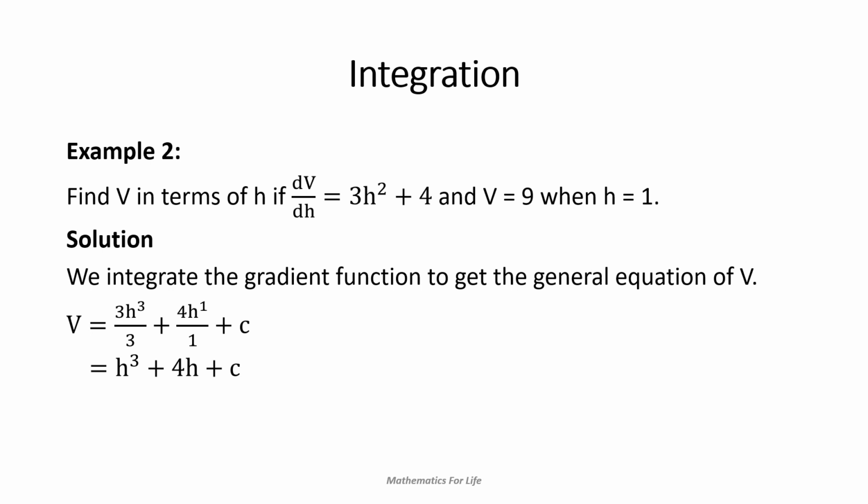And therefore, the very first thing that you need to do is to integrate the gradient function so that you're able to determine the general equation of v, which when we do that, you're going to have v equals 3h cubed over 3 plus 4h raised to power 1 over 1 plus the arbitrary constant c, which simplifies to h cubed plus 4h plus the arbitrary constant c. So using the additional information that you were provided, which is v equals 9, as indicated over here, when h is equal to 1, we can find what the arbitrary constant c is going to be.